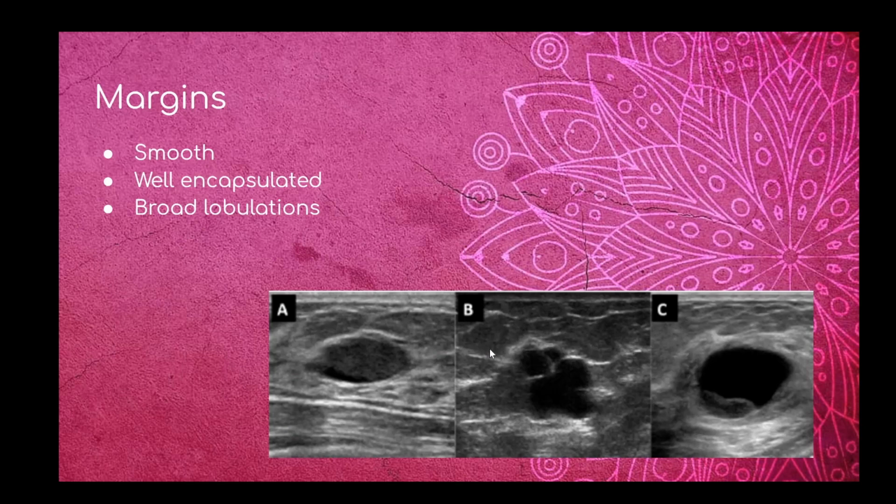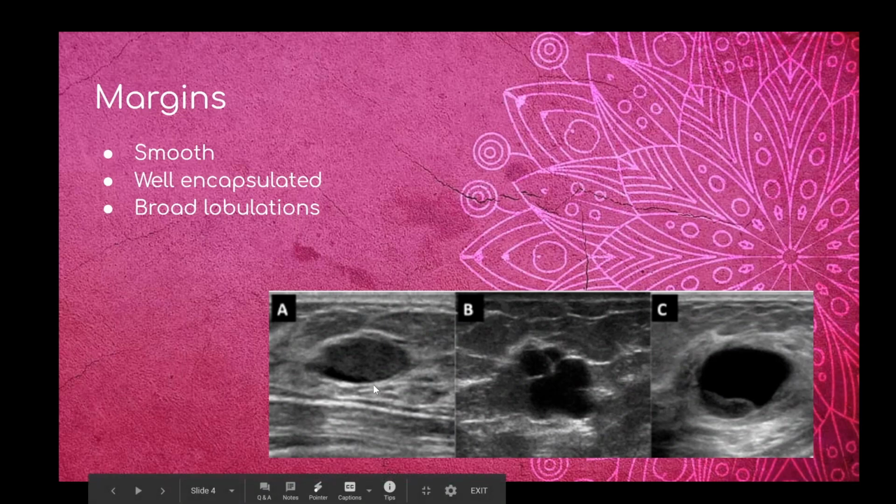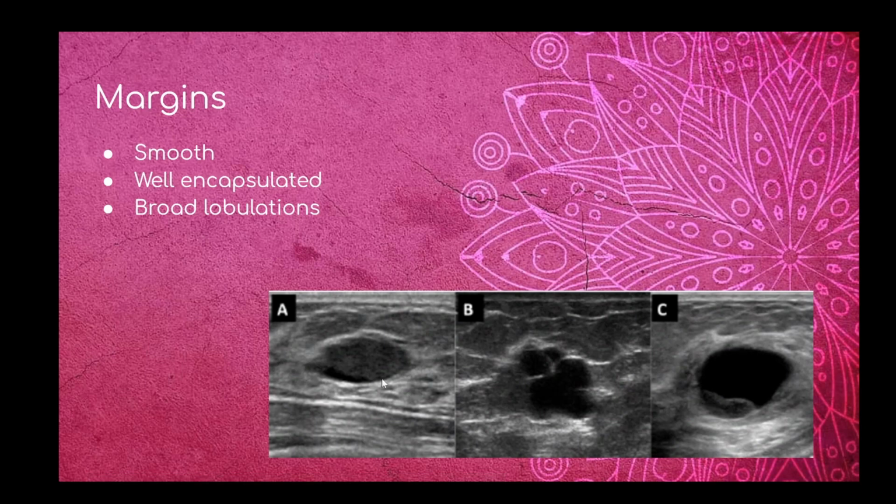Margins. What do the margins look like? Benign features include smooth margins, margins that are well encapsulated, or have broad lobulations. So here again we can see almost a capsule that runs around this lesion. That's an encapsulated structure. It's also very smooth appearing. So that right there leads us to believe that this is going to be a benign finding.